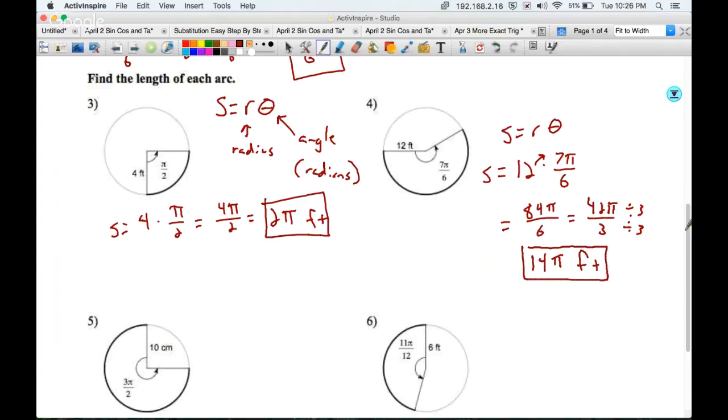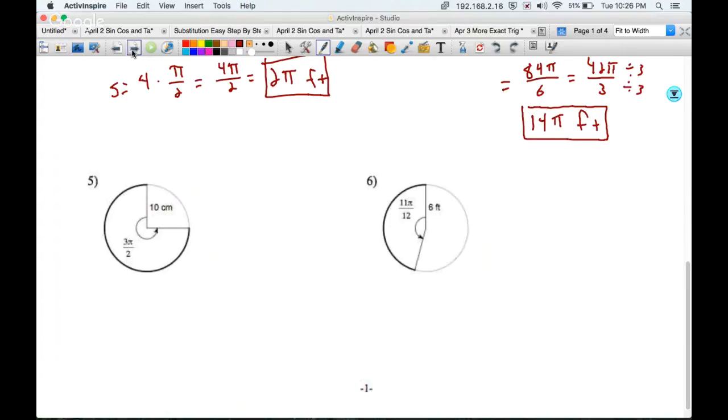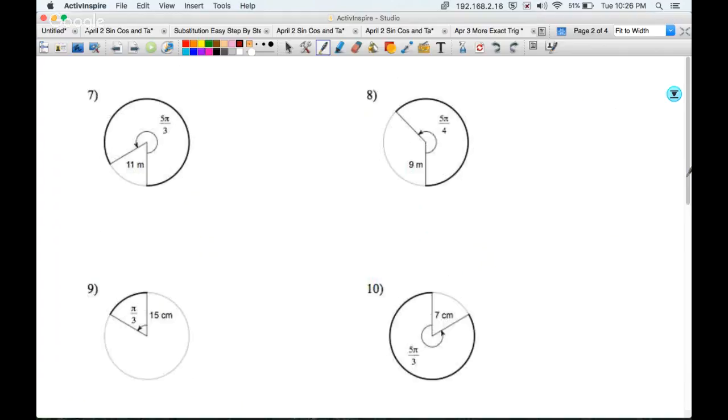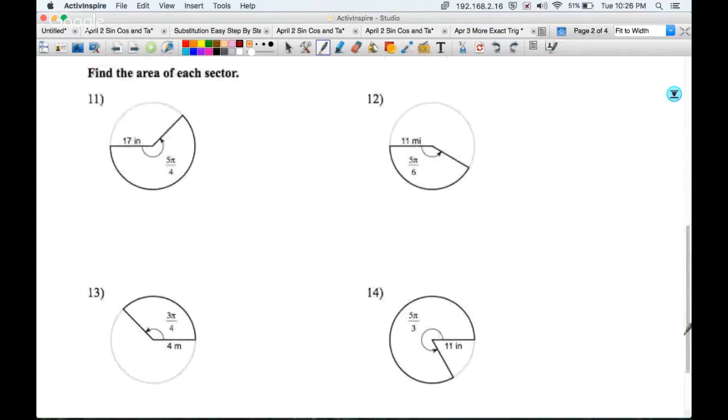All right, let's move on to some sector area problems. Find the area of each sector. To find the area of a sector, just like this piece of a circle, we can find the whole area of the circle and then multiply it by the fraction that this piece represents. So the whole area would be pi r squared. In problem 11 here, the whole area would be pi times 17 squared.